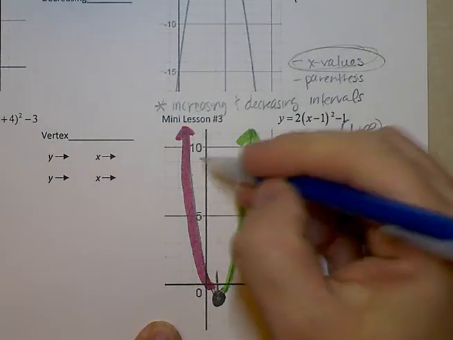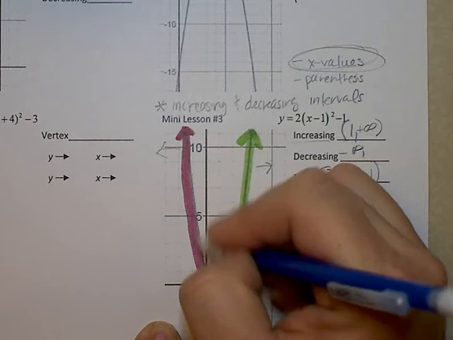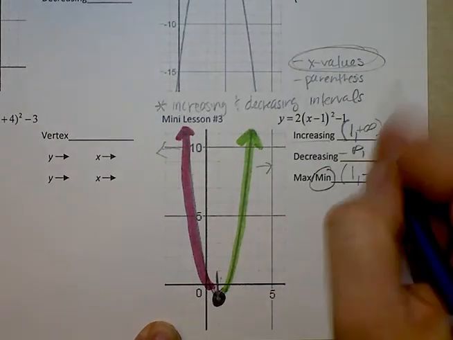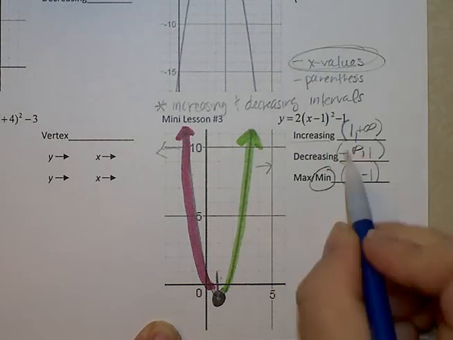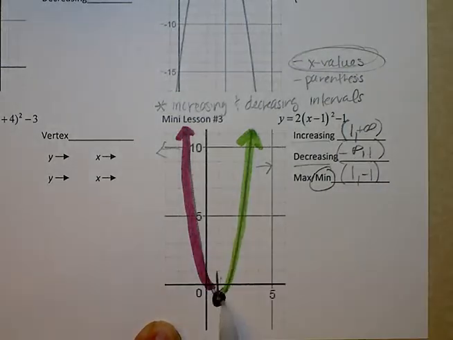For decreasing, it comes from the far left, and it continues to decrease until it gets to an x value of 1. Again, parentheses, because we cannot touch negative infinity. And at positive 1, we don't consider it to be decreasing. It is neutral.